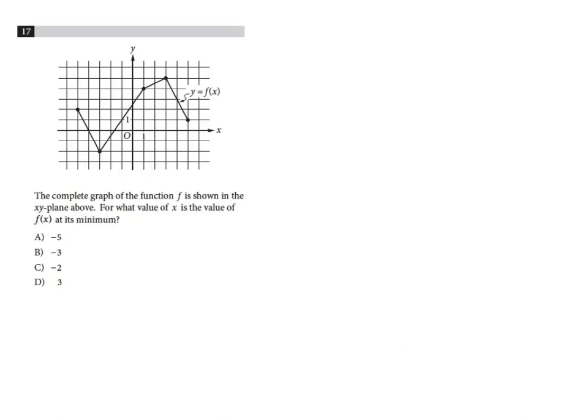Okay, so we got number 17. The complete graph of the function f is shown in the xy plane above. For what value of x is the value of f of x at its minimum? Well, f of x equals y. It's handy they even show you that right there. So where is y at a minimum? y is at a minimum right here. Okay? And it's asking what value of x is the function at a minimum. Well, that's -1, -2, -3. So it's going to have a minimum at x equals -3.